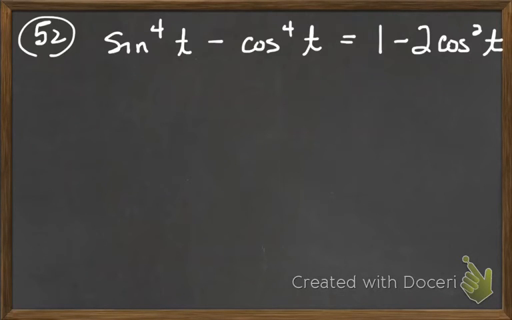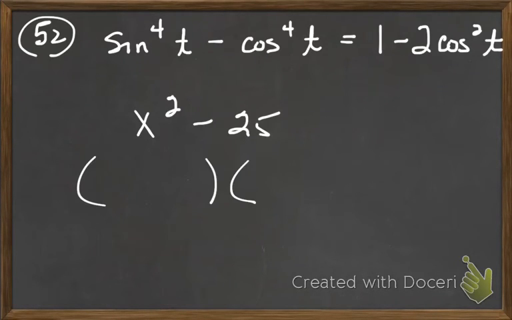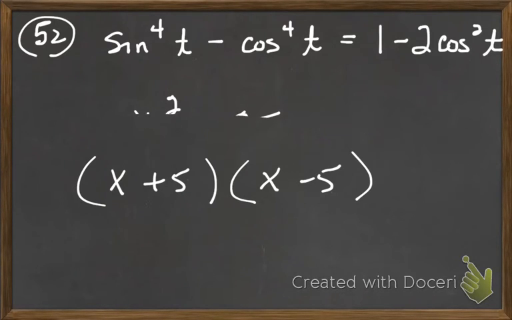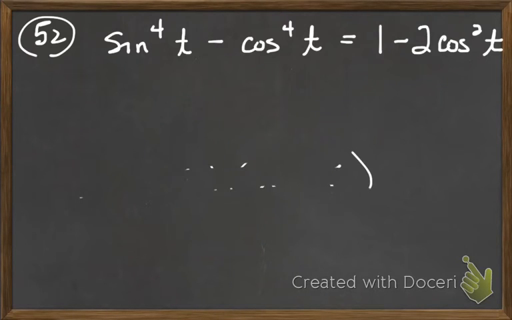Don't write this down, but let me bring back your memory. If you had something like x squared minus 25, how does that factor? X plus 5 and x minus 5, because that's how we factor the difference of 2 perfect squares. So that's going to factor into 2 binomials.